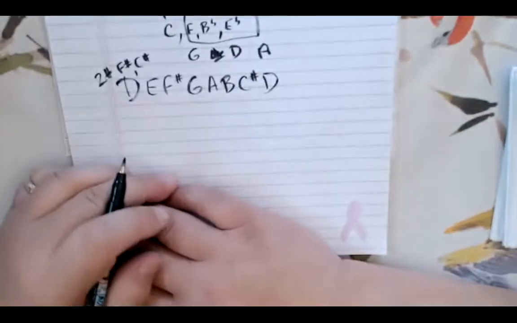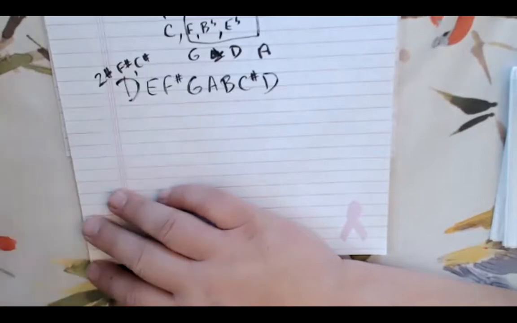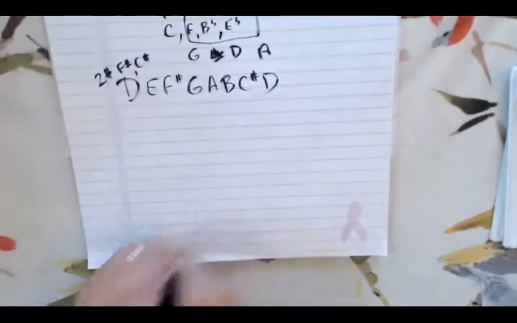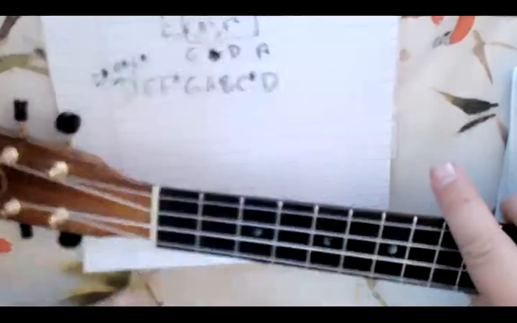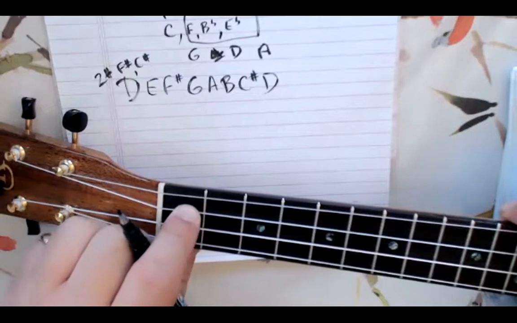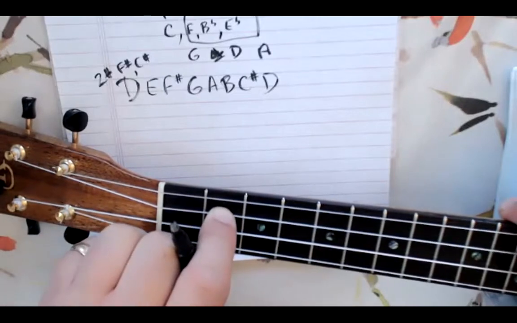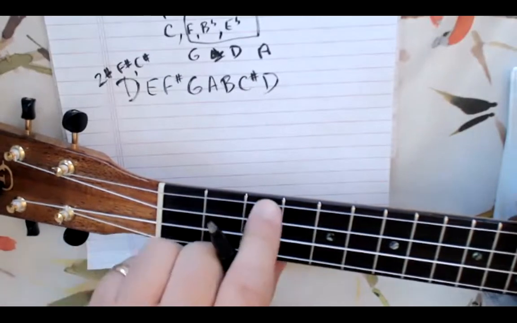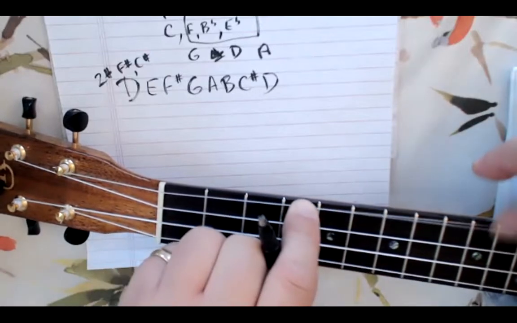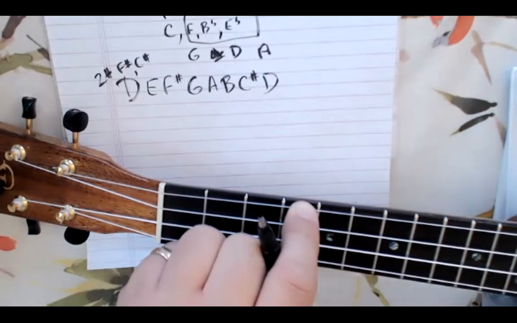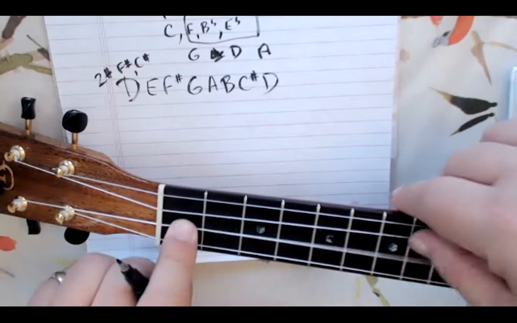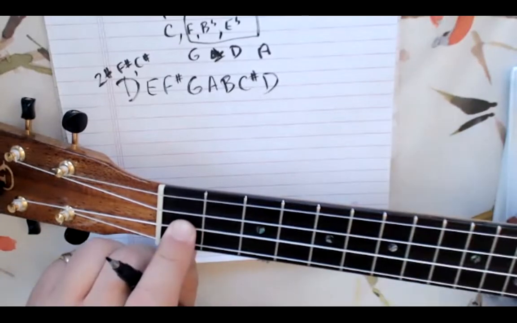Remember, sharps raise the note a half step or move it down your fingerboard one note or one fret. So here's my fingerboard and here's my F right there. If I wanted to play F sharp, I'd just move it to there, right? Here's my C. If I wanted to play C sharp, I'd just go like that right there. Here's another C. And like that, in case you're wondering, right?